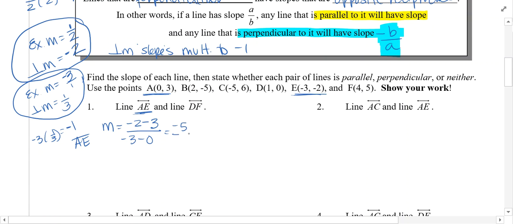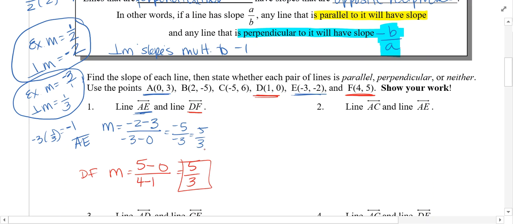This is going to be -5 over -3, which gives me 5/3. Okay, and then we're going to just change my pen color here. So DF would be D and F. Okay, so DF, that slope, we're going to do our y's. So I'm going to do 5 minus 0 over, and then my x's, 4 minus 1. I have 5 over 3.